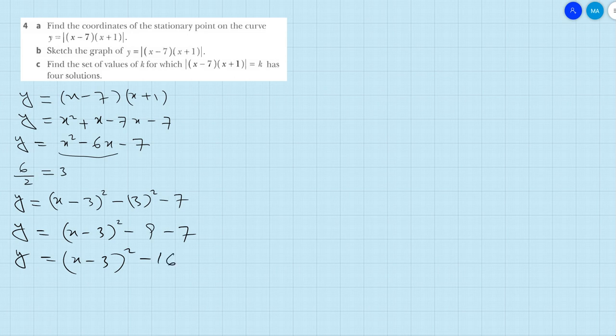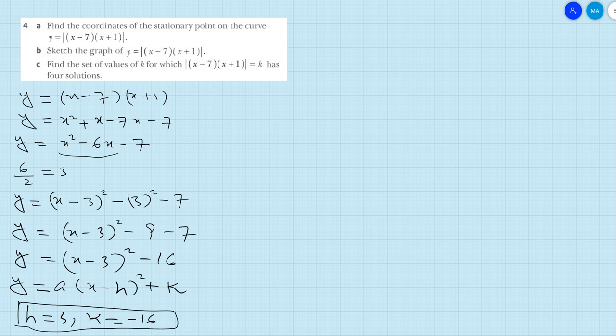This is the conversion. But students, the requirement is to find the stationary point. If we compare this equation with the general equation x minus h square plus k, because you know h and k give the stationary point, by comparing you will get h is 3 and k is minus 16. But this is not your final answer, because we need to find the stationary point of the absolute valued function.